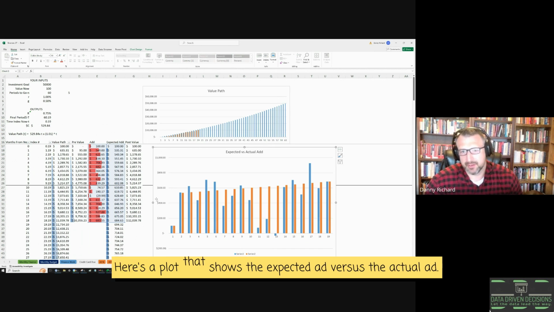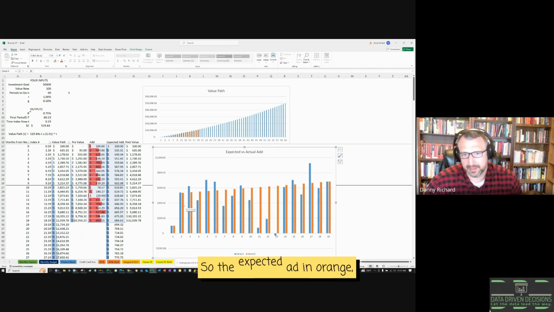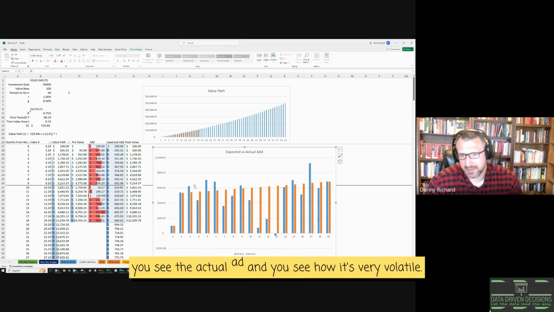Here's a plot that shows the expected add versus the actual add. So the expected add, in orange, you see how it slowly increases. That's because there's more money in the account, so it's expected to make more money. So every month it slowly adds. But in blue, you see the actual add, and you see how it's very volatile.